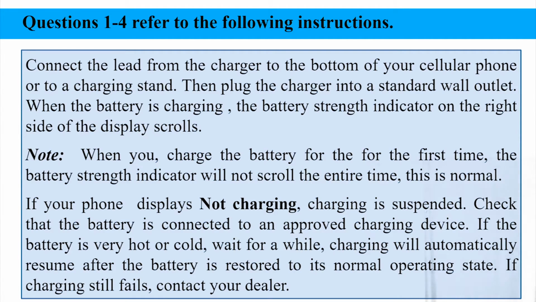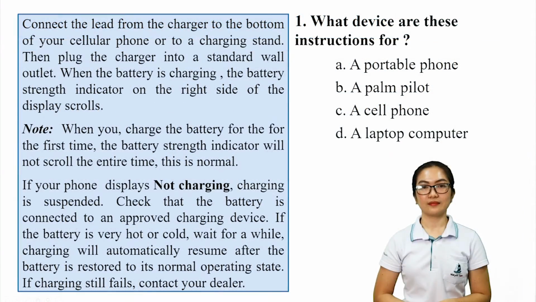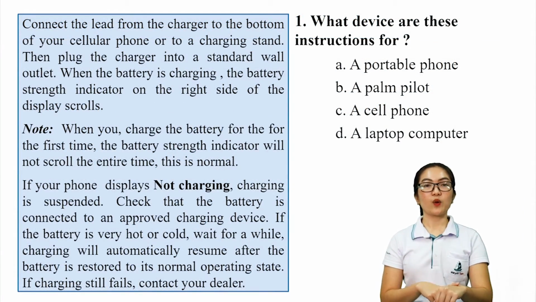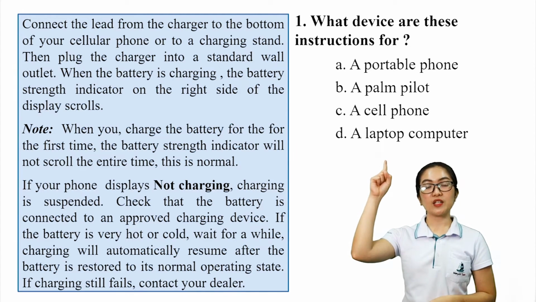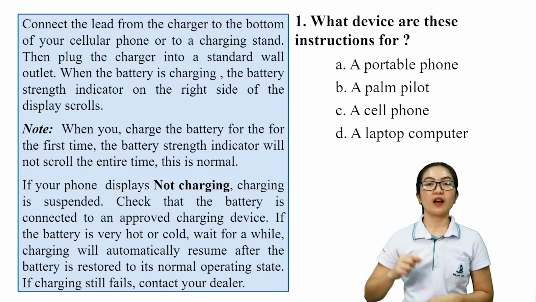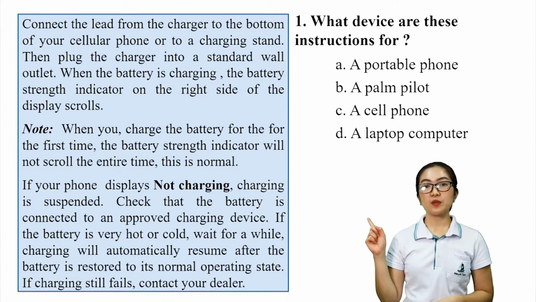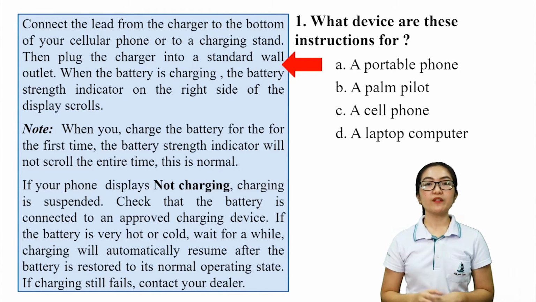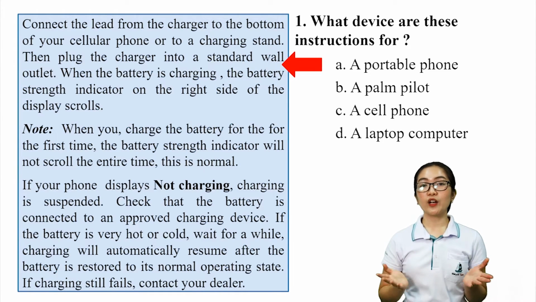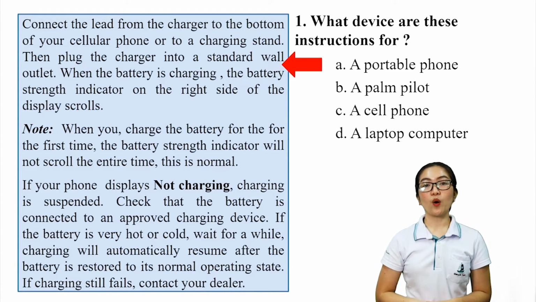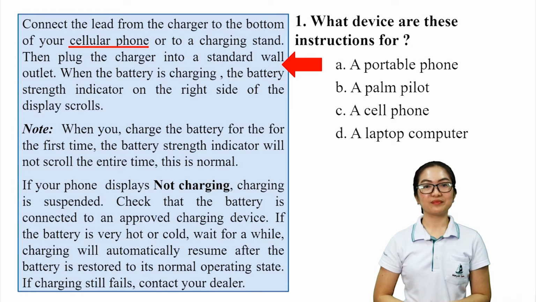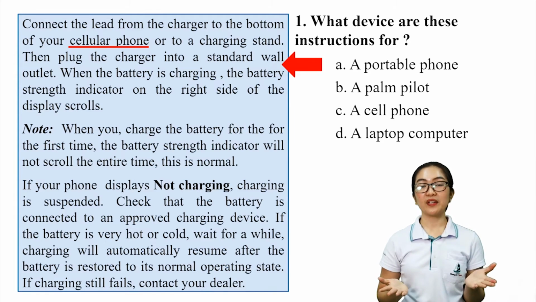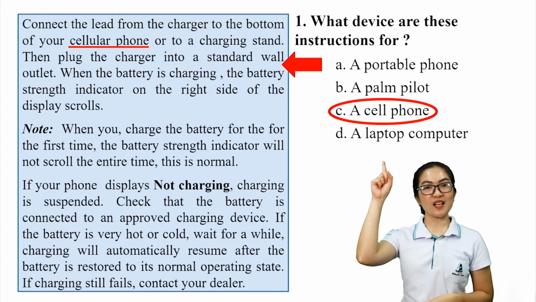Time's up. Question number 1. What device are these instructions for? Upon reading the first part of the passage, or even just by scanning, there are no other devices mentioned in the passage other than what's stated in line 2. So what's the answer? Well, very easy. It's letter C, cell phone.